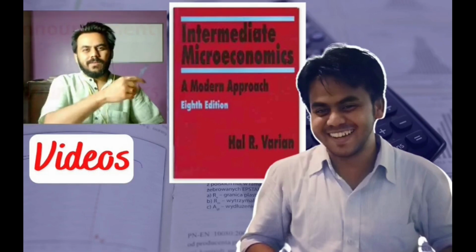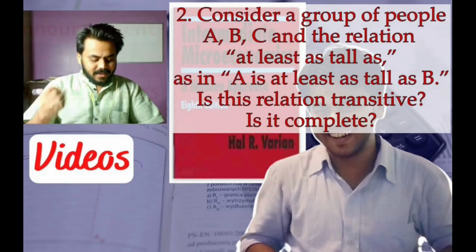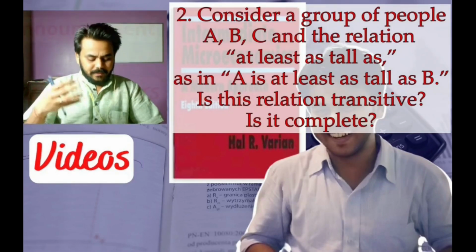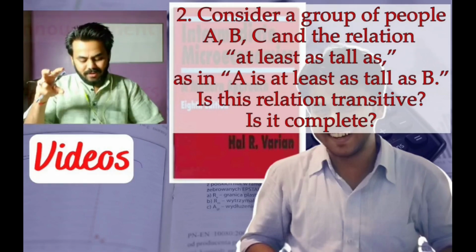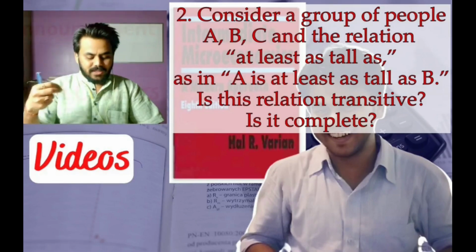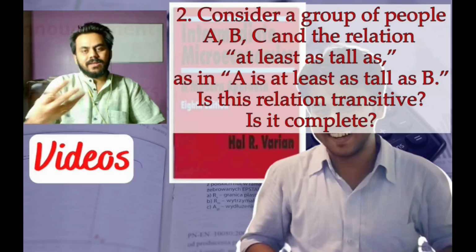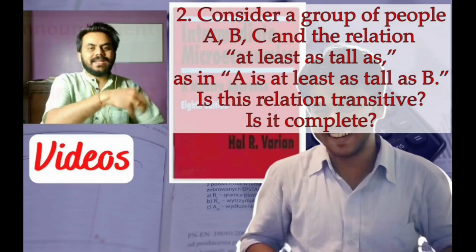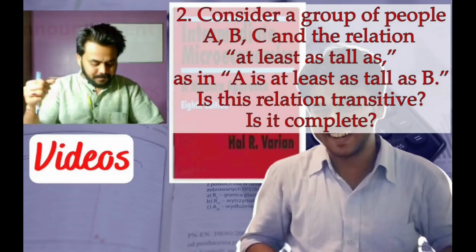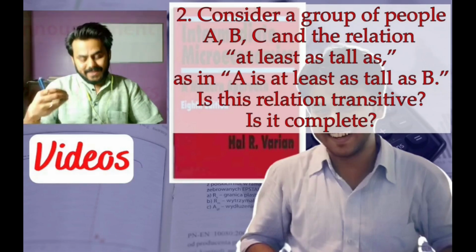Now we have three more questions. I will keep on displaying one after the other. All of the three are very similar to each other. The next question says that consider a group of people A, B, C and the relation 'at least as tall as', in that A is at least as tall as B. So it's like an example given to you that you can think of the relation as something like this, that some person is at least as tall as the other person. Is this relation transitive? Is it complete?